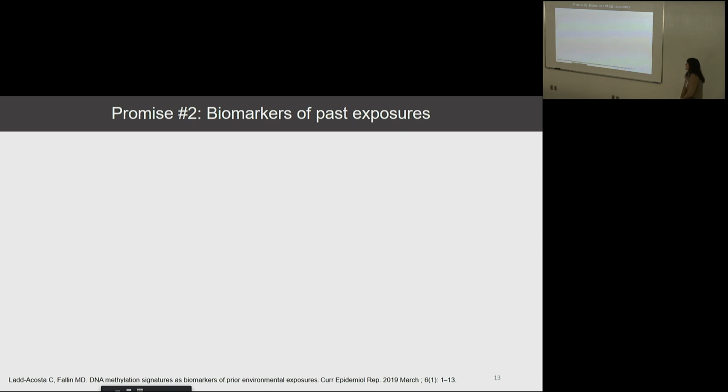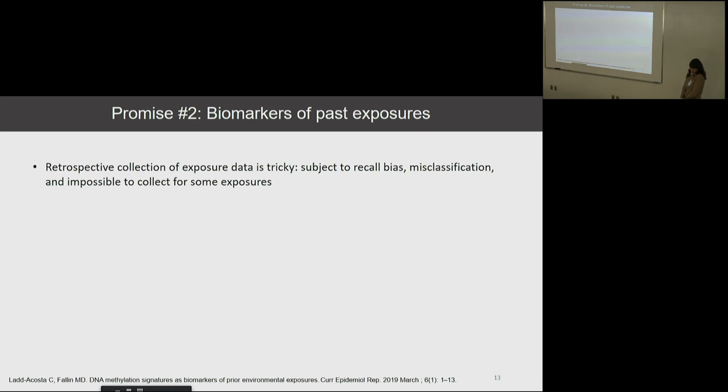The other thing that we think might be really exciting for economists to think about using DNA methylation data for is as biomarkers of past exposures. We all know that retrospective collection of exposure data is tricky. It's subject to recall bias, misclassification, and it's impossible to collect for some exposures, right? Most people don't know how much lead they've been exposed to or how much pollution they've been exposed to, things like that.